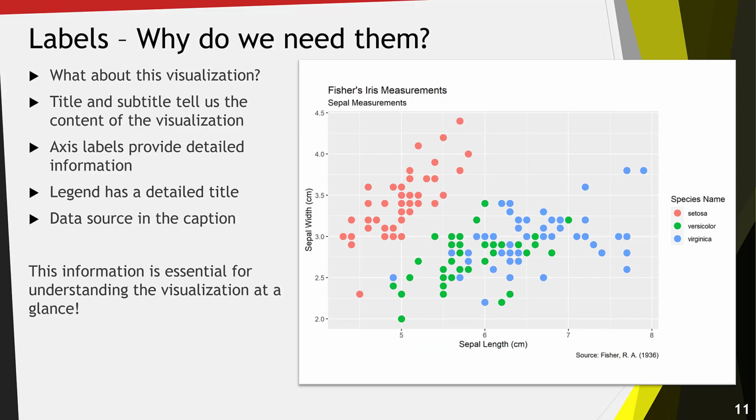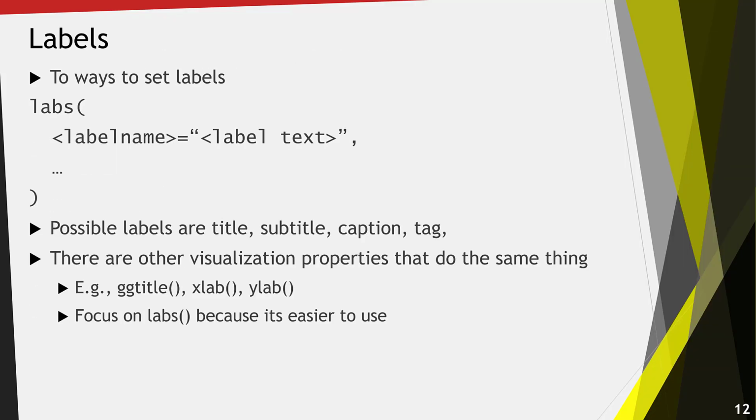So we're going to use visualization labels to communicate relevant information about the visualization to the viewer. Looking at this new example, it's a lot easier to discern what the graph is trying to tell us and what information is contained within it. The title and the subtitle tell us what we're supposed to take away from this visualization. The axis labels, in plain English, communicate the information that's encoded in each axis, including the units that are used. The legend has a detailed title, and importantly, the caption in the lower right-hand corner contains the source of the data that was used in this visualization. All of this information is essential for creating a visualization that can be understood by the viewer in just a glance.